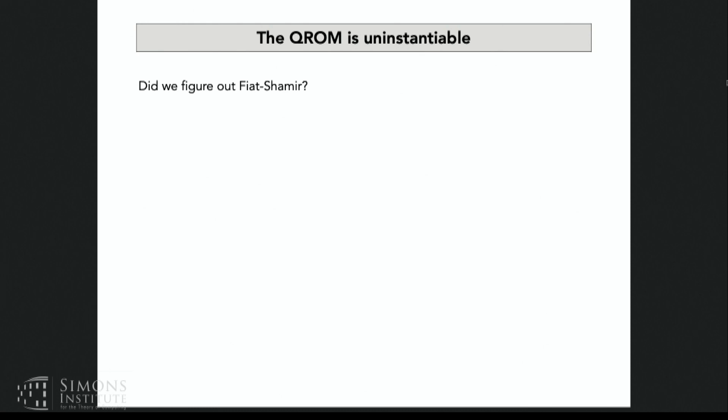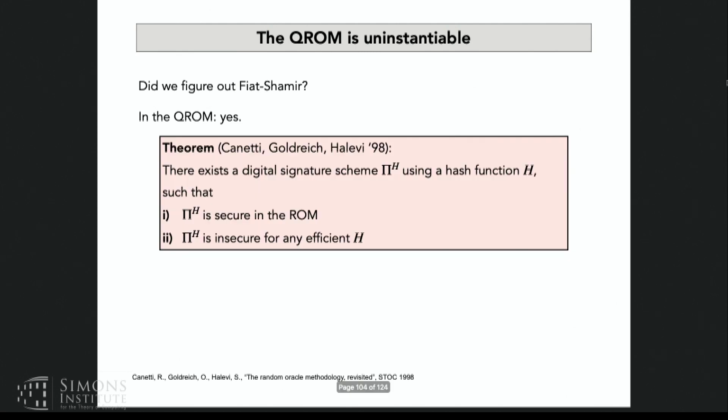Okay, that's great, right? Did we completely figure out Fiat Shamir now? The answer is, of course, no, because we worked in the quantum random oracle model. In the quantum random oracle model, I think we pretty much figured it out. Of course, there are some cases that our attack doesn't cover, but it should be fairly general. But the problem is that the random oracle model cannot be instantiated.